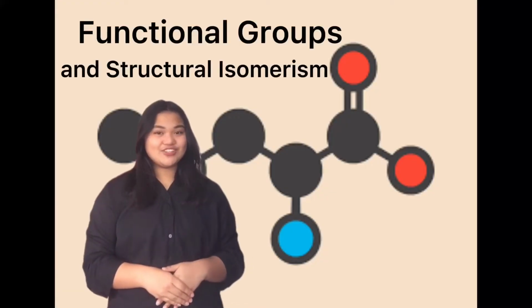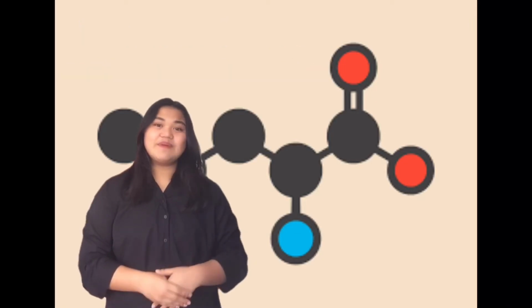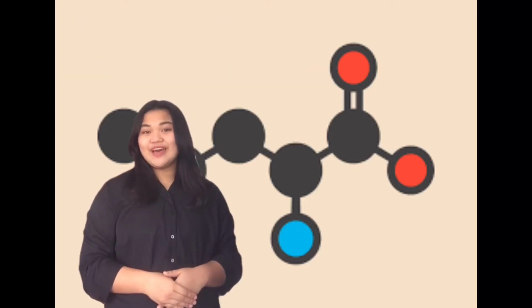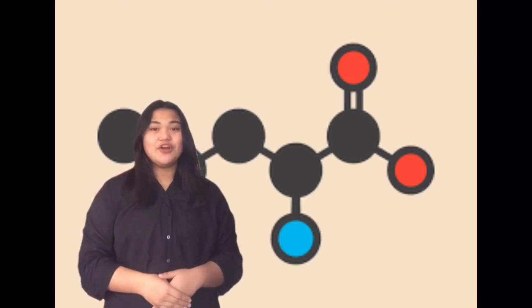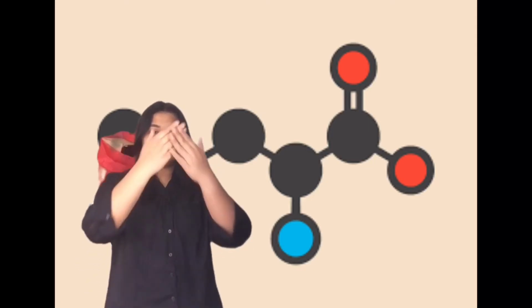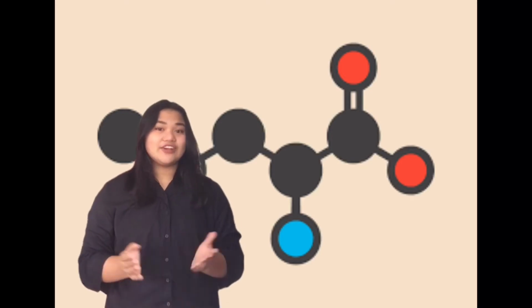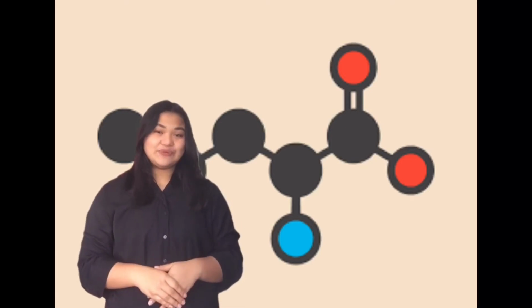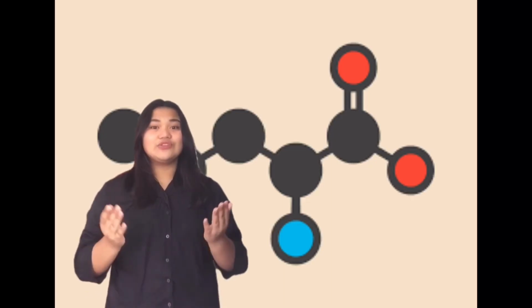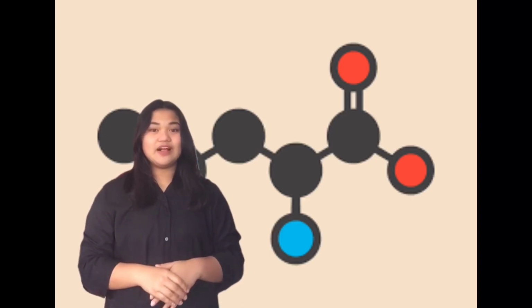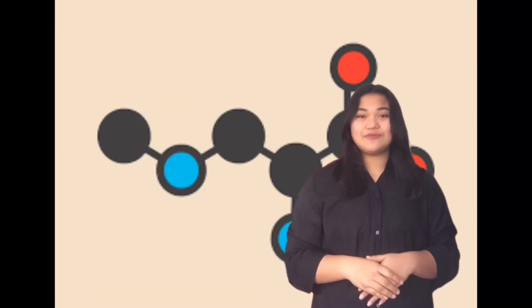Functional groups and structural isomerism. Organic compounds are molecules that contain carbon atoms covalently bonded to hydrogen. Organic compounds contain what is called a functional group. A functional group is the structural unit in a molecule that characterizes a class of organic compounds and causes the molecule to display the chemical and physical properties of that class of compounds.